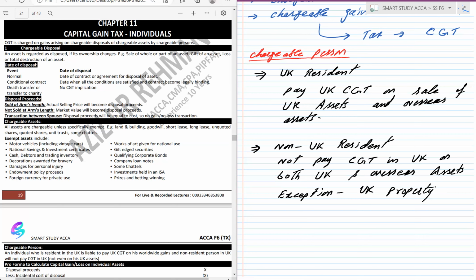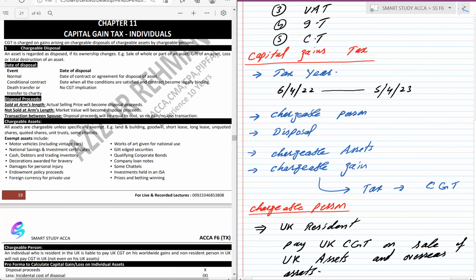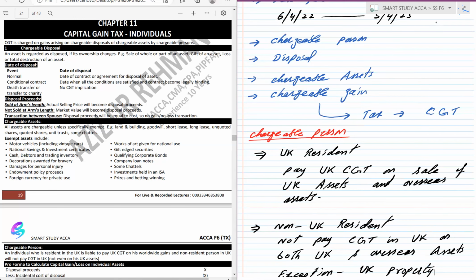So as a conclusion, if an individual is UK resident, both his UK and overseas assets are chargeable. If an individual is non-UK resident, both his UK and overseas assets are exempt except UK property. So this is basically the first term that is called chargeable person. Then the second term is chargeable asset.